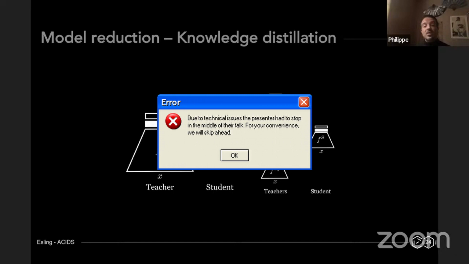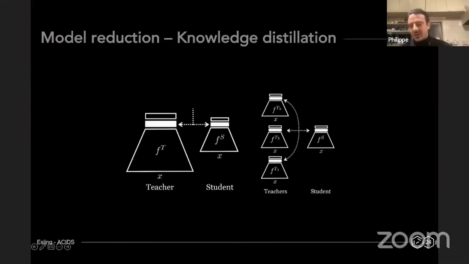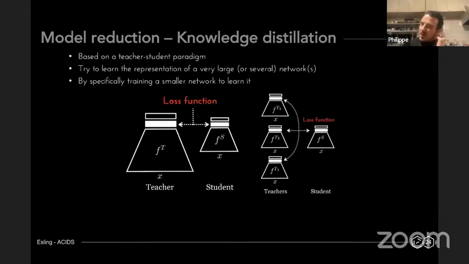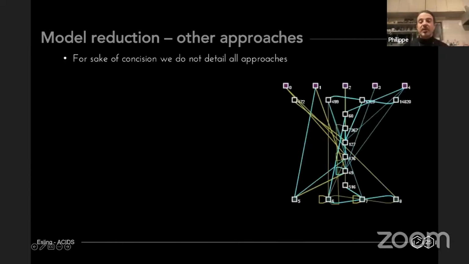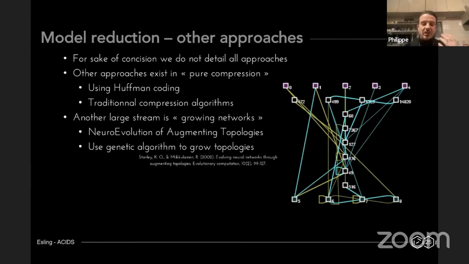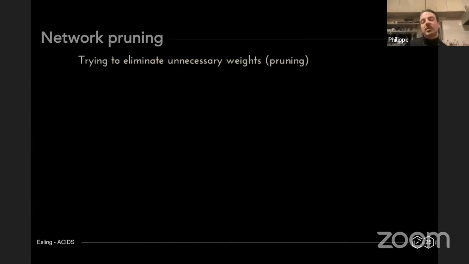I'm almost finished with the model reduction argument. Just to finish, the idea is to use a big model to teach the smaller model. This allows you to obtain truly smaller networks. So there are lots of different approaches to compression. I'm just going to move on because I really wanted to show you this idea of pruning that has been around for quite a while.